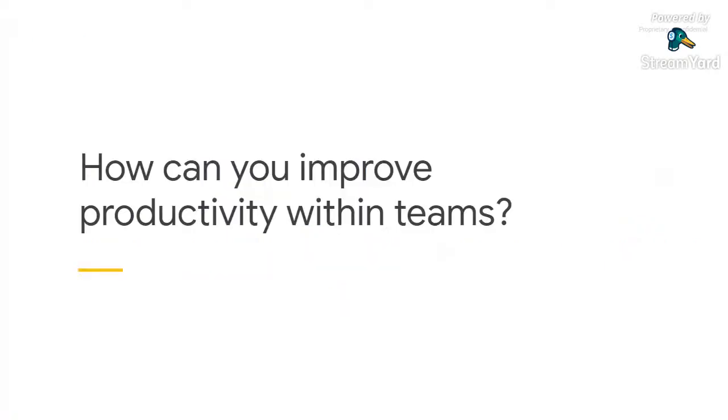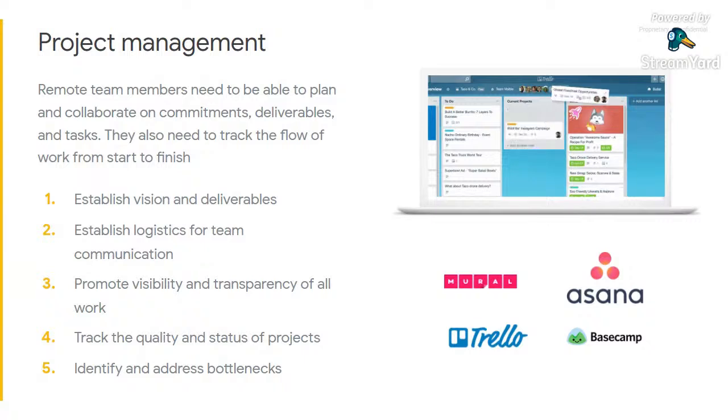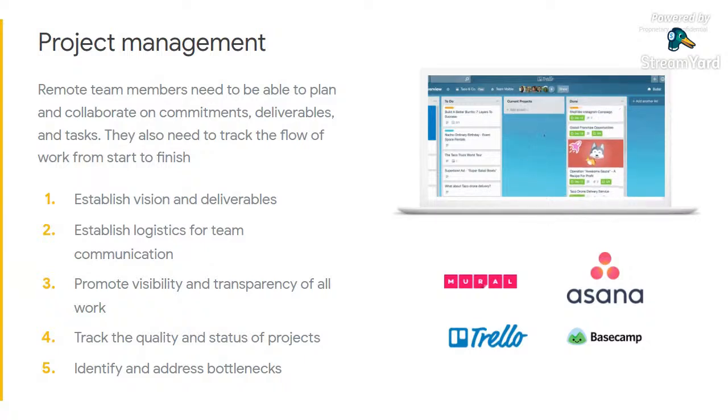So now, how can you improve productivity within the teams? So you need to do project management. Remote team members need to be able to plan and collaborate on commitments, deliverables, and tasks. They also need to track the flow of work from start to finish, right? So there has to be some sort of team communication that is developed even though you are working from home. So you will really want to track how to work on the given task.